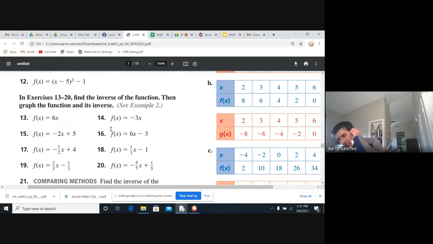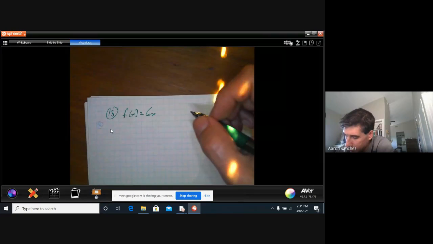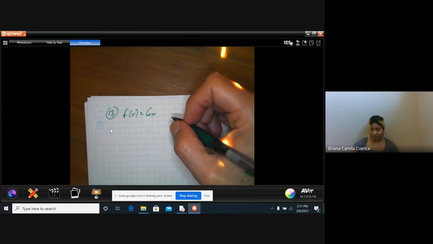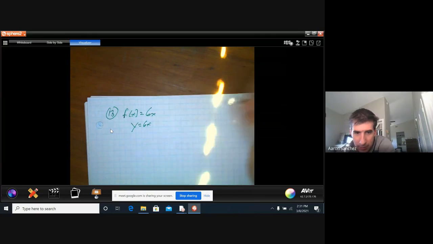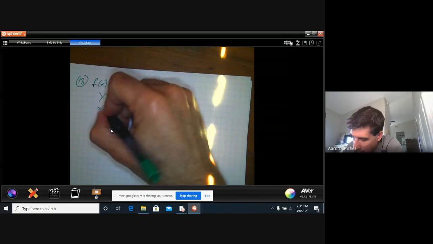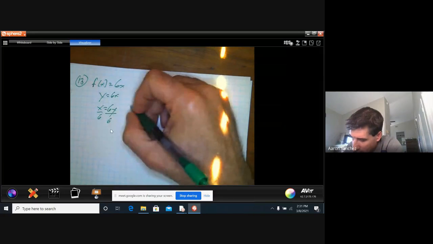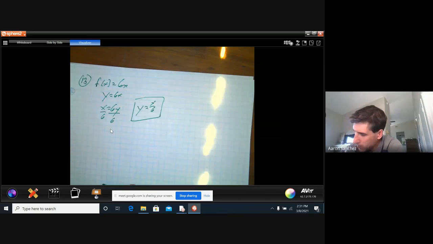f of x equals 6x. They want us to write the inverse and then graph the function. Brianna, what's the first step? Do you remember? Put y equals 6x. Yeah, very good. And then Carlos, what do we do next? Switch x and y. Yes, and then we solve for y. So we divide by 6, and we get y equals x over 6, or the inverse. Let's write it like this.